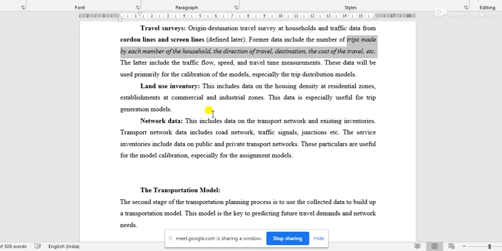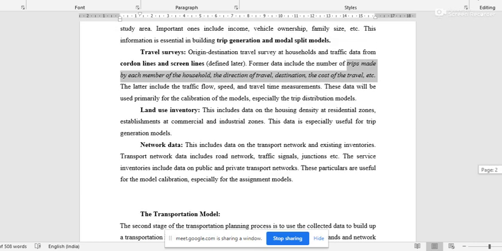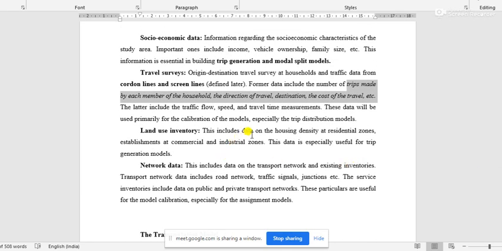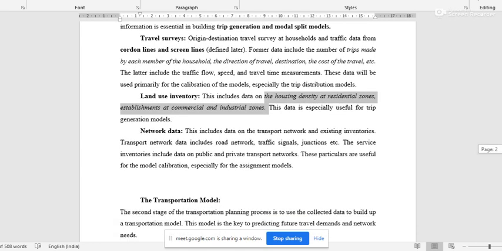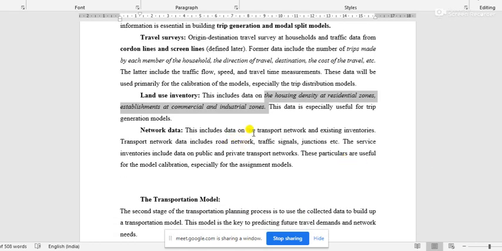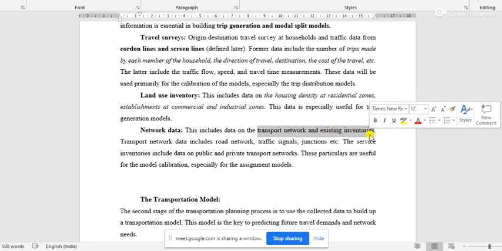Then land use inventory. This includes the data on housing density, residential zones, and establishments in the commercial and industrial zones. These types of data you have to collect under land use inventory data. And network data is the transport network and the existing inventories. As I have already said, the existing transport network or road network you have to collect.